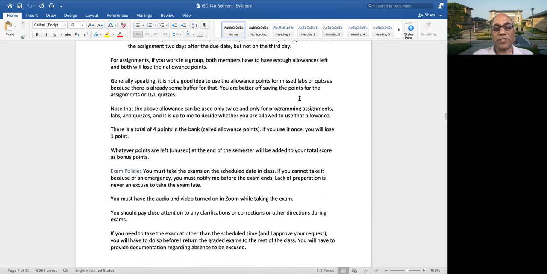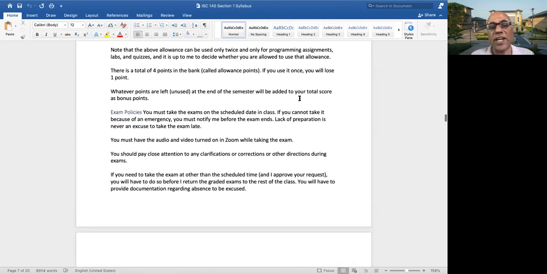Any excuses that you haven't used would be added to your total score, which is not going to be anything significant. 4 points out of 1,000 is almost nothing. You might want to use it if you need it. Otherwise, just get it added to your total. It doesn't hurt, but may not really change your grade in any way.